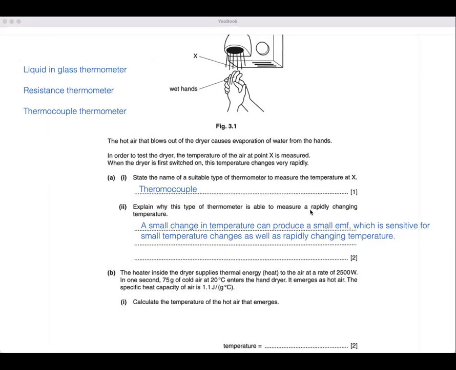Okay, so you can also say that its size is small enough to be fitted into the dryer. Okay, so only 2 persons have given me the answer for part B, part 1.